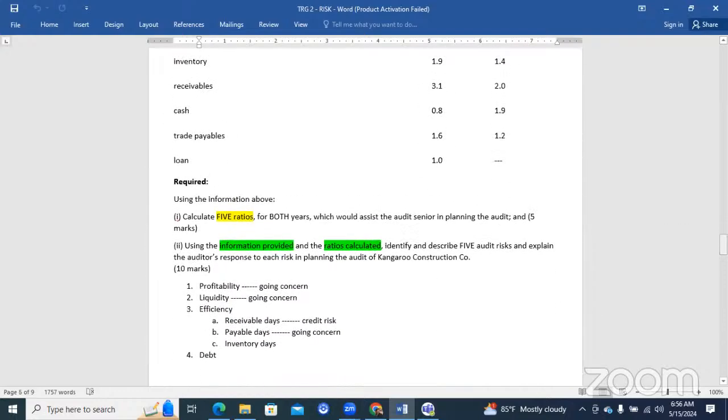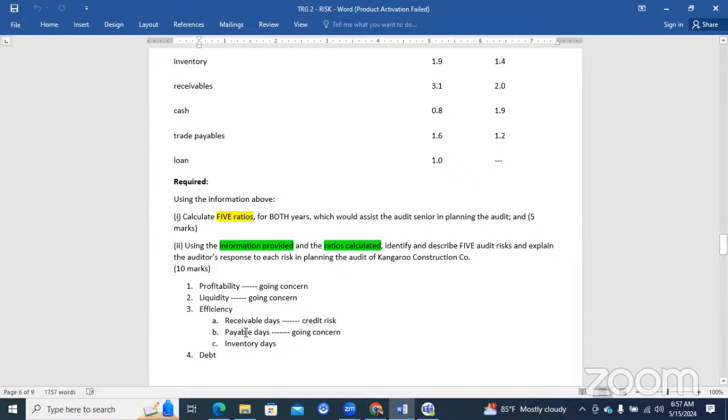I'll tell you the number of ratios. Some past papers might ask 5 ratios, some 3 ratios, some 2 ratios. But try to compute these types of ratios. First one is profitability. Under profitability, calculate gross profit and operating profit margin. Liquidity ratio: under liquidity, current and quick ratio. Efficiency ratio: don't forget to compute all 3 ratios. It is mandatory. Most of the audit risks we pick are from efficiency ratios only. Efficiency ratios include receivable days, payable days, and inventory days.